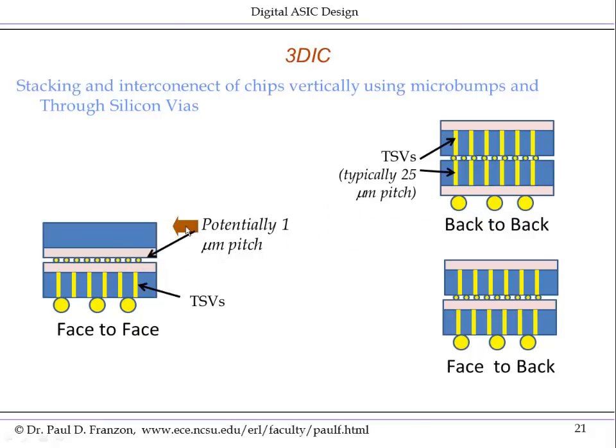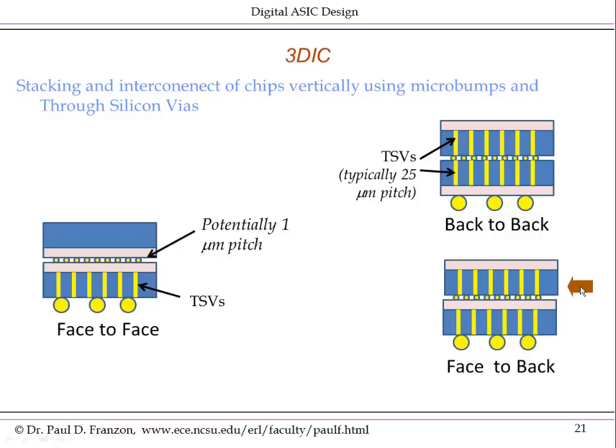You can then bring out the I/O and the power and ground delivery through what are called TSVs, or through silicon vias, through to your bumps that go to your packaging. You can mount chips back to back and back to front as well, using a combination of micro bumps and through silicon vias.